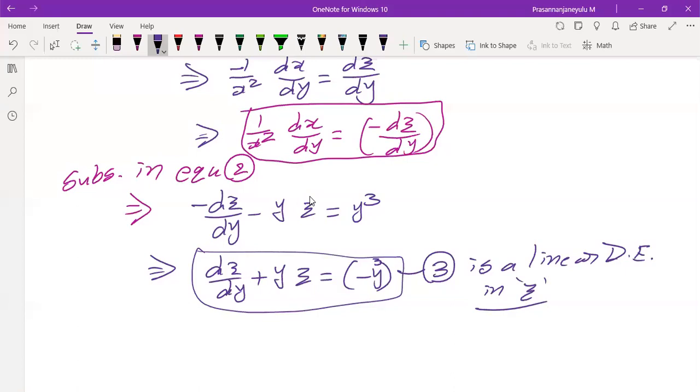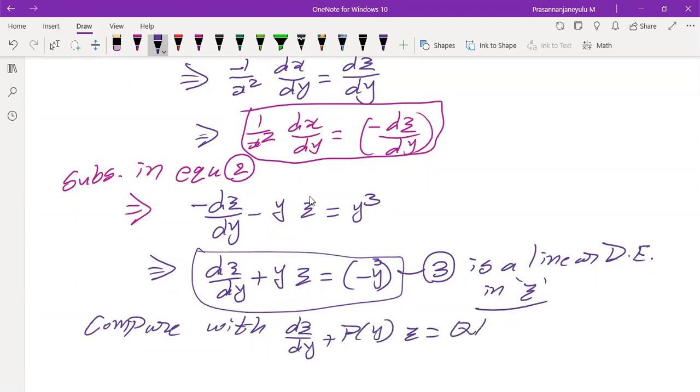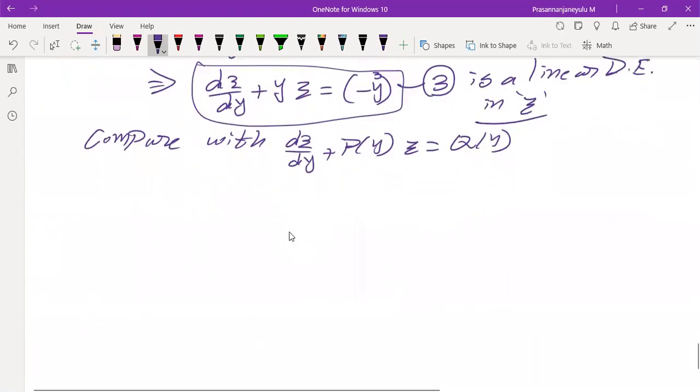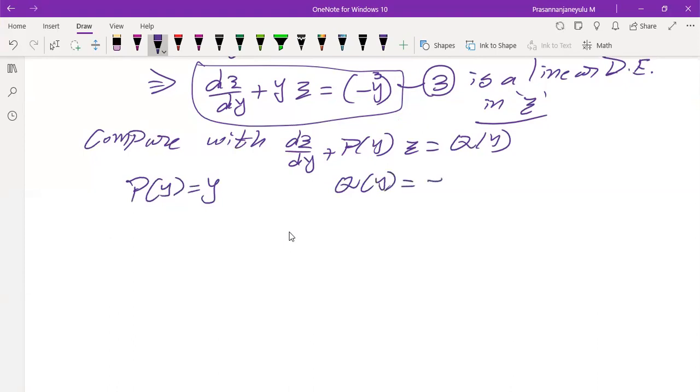So because of that reason, what we have to do? Compare with the general form of linear DE in z: dz by dy plus P of y into z equals to Q of y. Now, what we have to substitute? What is P of y? P of y equals to simply y. Q of y equals to minus y cube.